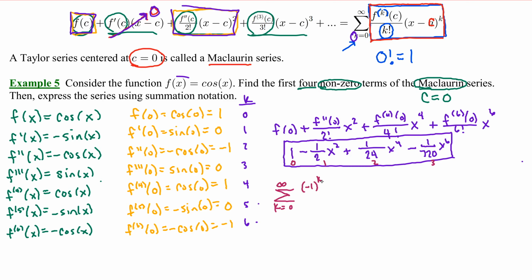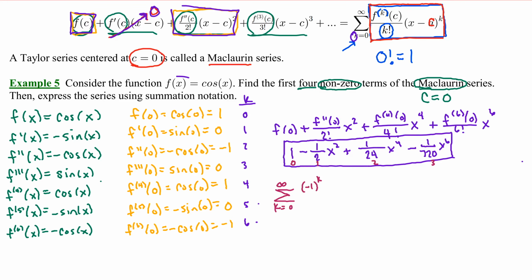Now pause for just a minute. If we raise negative 1 to the 0th power, for our first term, we're going to get a positive number. If we let k equal 1, we get negative 1 to the first power, which is a negative number. So it looks like we have the pattern of alternation correctly programmed into our explicit formula here.